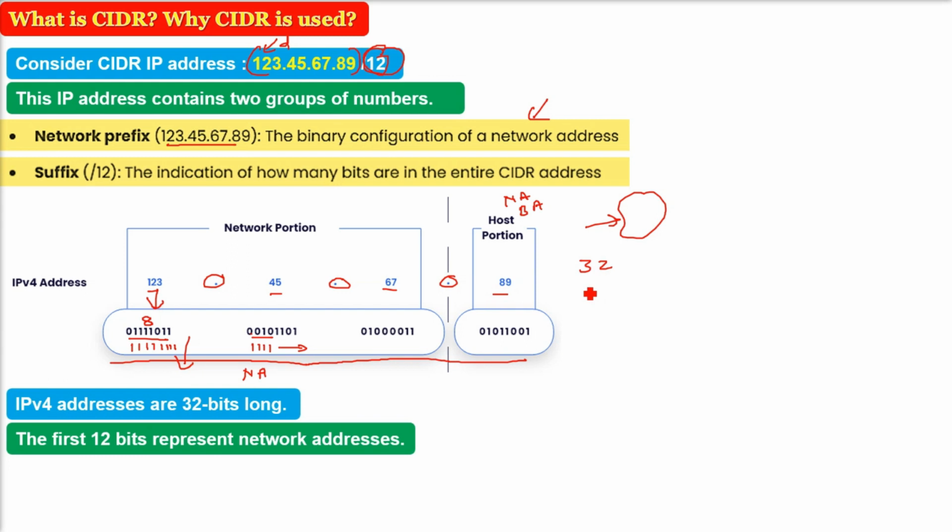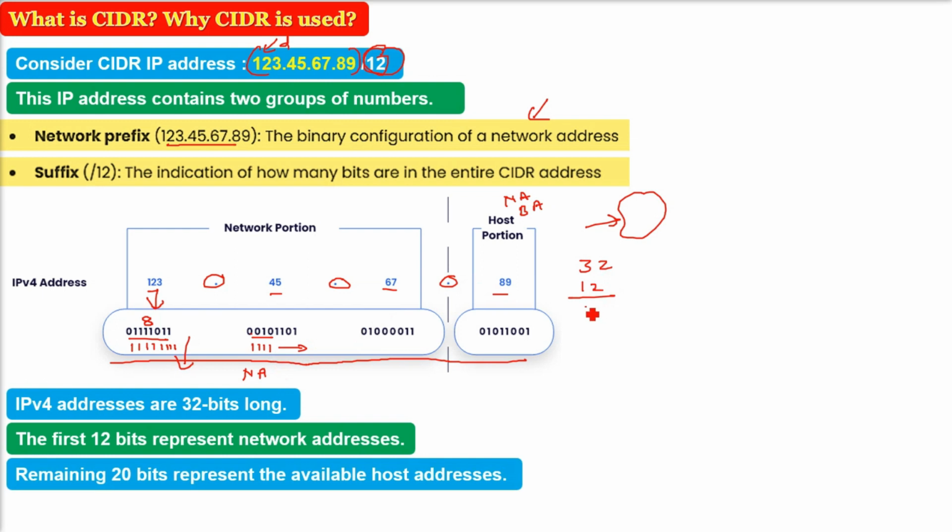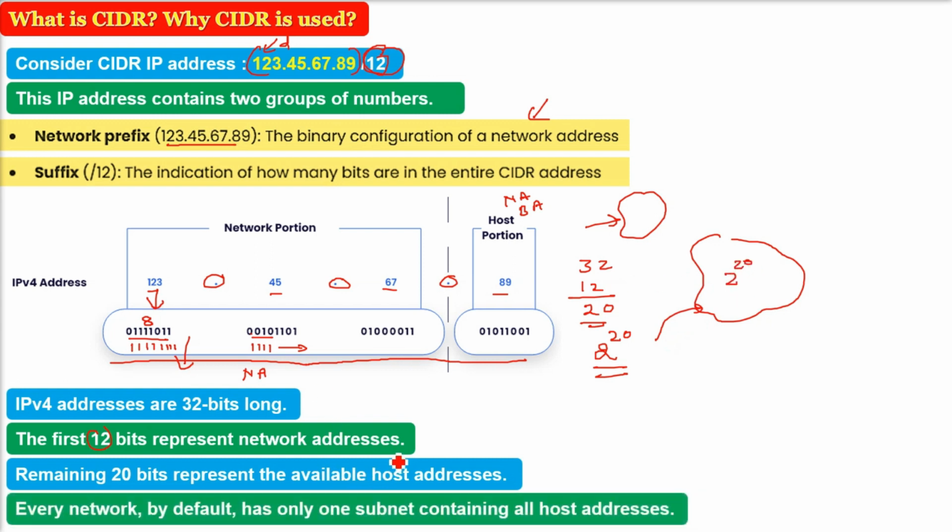If you have a 32-bit address and you subtract this 12 from it, what do you get? You get 20 bits, and these remaining 20 bits represent how many host addresses are available. For this example, it is quite huge. So you have a network, and when you make a CIDR, it is always pointing to only one network, one subnet. So 2 to the power 20 hosts can be there. Every network by default has only one subnet containing all host addresses. Subnetting, that is dividing into other parts of the subnet, is done by the network administrators.